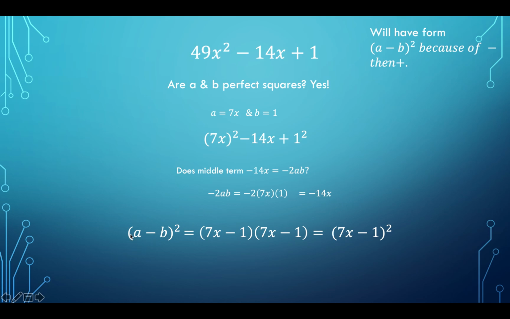So now we plug it into the form A minus B squared. A is 7x and B was 1. So 7x minus 1 times 7x minus 1 is equal to 7x minus 1 squared. And the reason we're saying this is squared is because it's 7x minus 1 times itself.